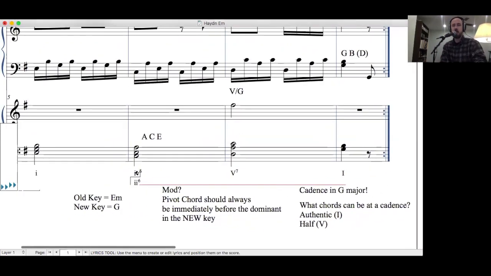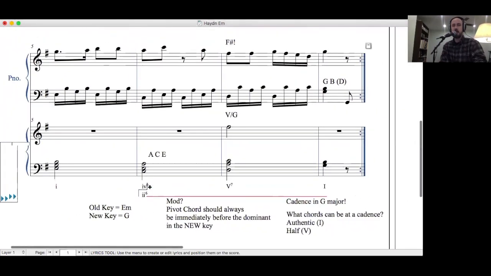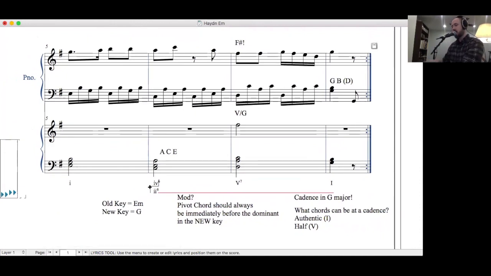All right, cool. So there we go. We got that. Look at that. So we started in E minor, and we could tell we were in E minor because we had all those D sharpie things. And then in the second line, right, the pivot, we're on this chord. And then we pivot to the dominant of G major.